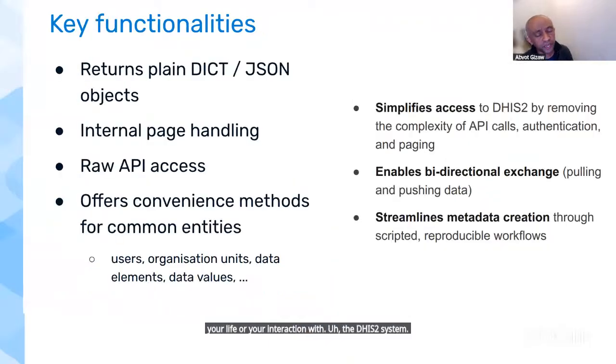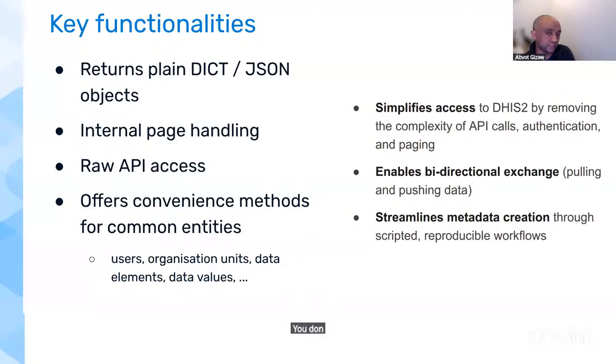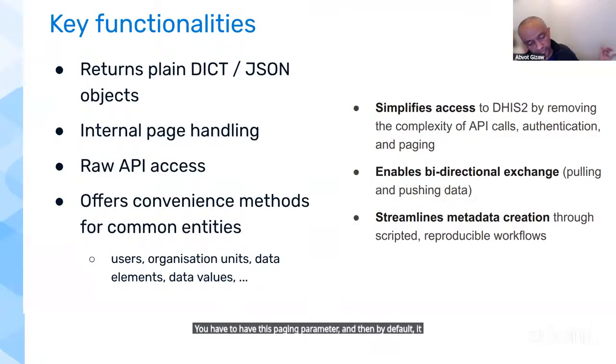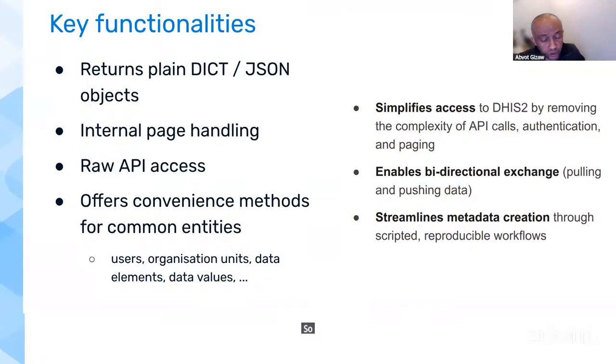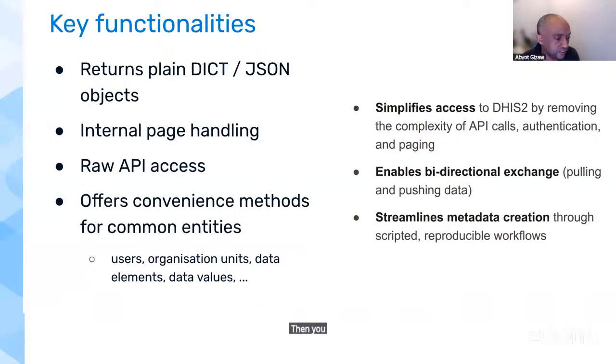Some of the key functionalities we have: it uses a dict object. For now, it's just sync, but we are planning to extend it to make it async. You don't have to deal with paging manually as a programmer. If you know DHIS2, you have this paging parameter, and by default, it gives you only 5 items at a time. So if you are going to pull a lot of data, for example, all your districts, so that you can combine it with temperature or disease data, then you have to go either page by page, or using this Python client, you can just fetch them in one go. And that helps a lot.